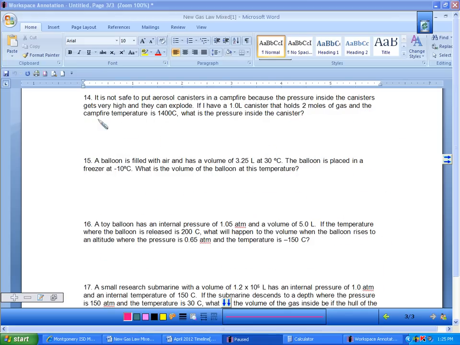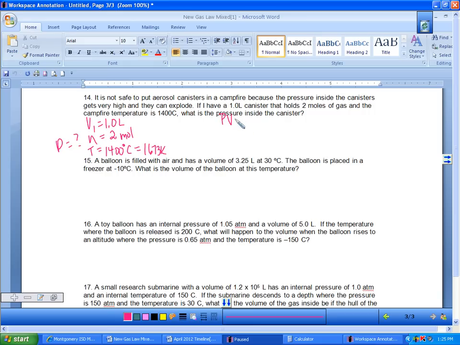Okay, number 14 says it is not safe to put aerosol canisters in a campfire because the pressure inside the canisters gets very high and they can explode. If I have a 1-liter canister, so V1 is 1.0 liters, it holds 2 moles of gas. And the temperature is 1400 degrees Celsius, which is 1673 Kelvin. They asked me to find what is the pressure.